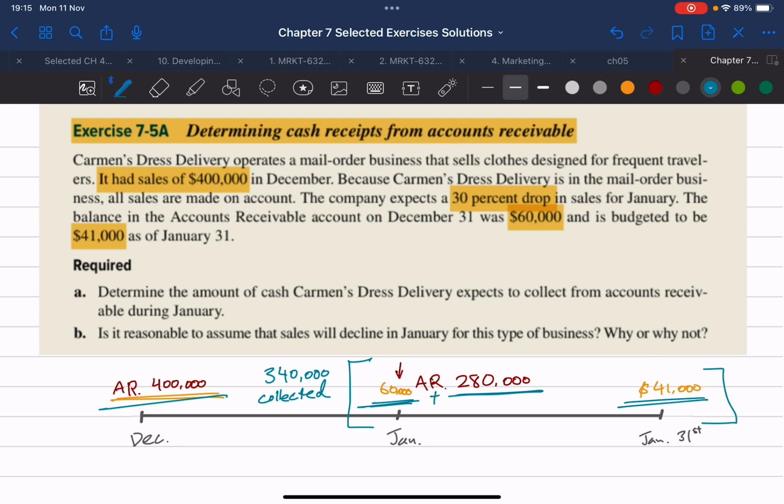So if I'm going to quickly do that on my calculator, it's going to be $60,000 plus $280,000. That's $340,000 minus $41,000. And that's going to be $299,000.